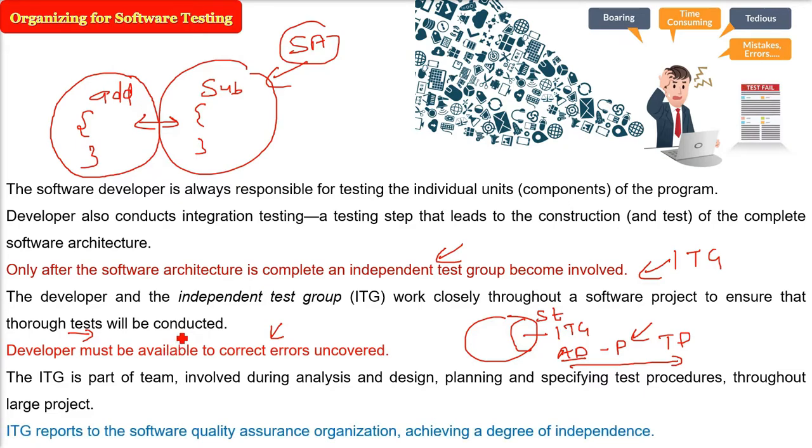So the ITG reports to the software quality assurance organization, whether they are part of the team or an independent team. Achieving a degree of independence: the ITG is not reporting to the program manager or the software manager. They are actually reporting to the quality team or quality head. The quality head will ensure that things are done correctly, that proper testing has been done so that the errors are uncovered and are not propagated or given to the user, because the user wants error-free software. That is the whole quality aspect.